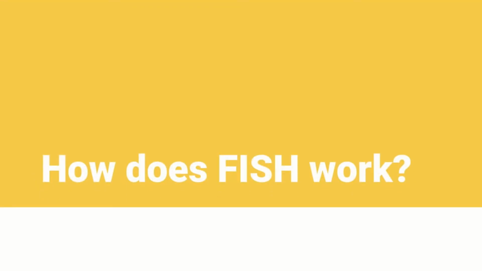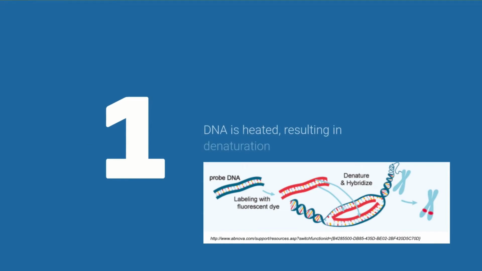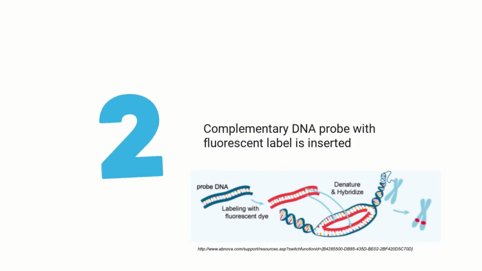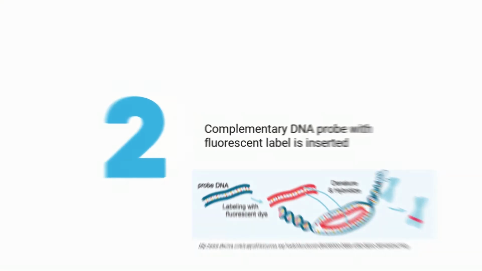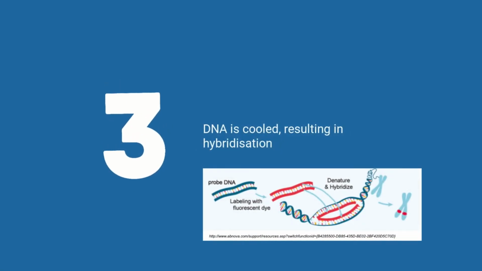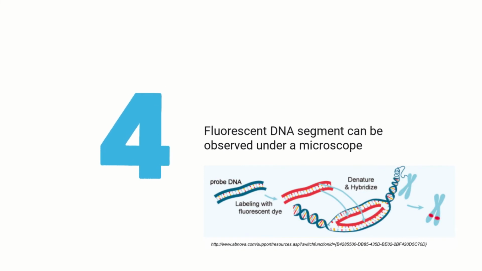FISH works through the use of fluorescent DNA probes to target specific genetic loci, resulting in colored signals which can be observed through fluorescence microscopy. The first step of FISH is to heat the DNA of interphase or metaphase cells on a microscopic slide, resulting in the denaturation of the double helix structure of the DNA. The complementary DNA strand is then inserted, which is attached to a fluorescent label. This label allows the targeted gene to be highlighted, allowing for visibility for fluorescence microscopy. The DNA is then cooled in order to hybridize the original DNA strand and the introduced complementary strand with the fluorescent probe. The final step is to view the fluorescent DNA segment under a confocal fluorescence microscope.